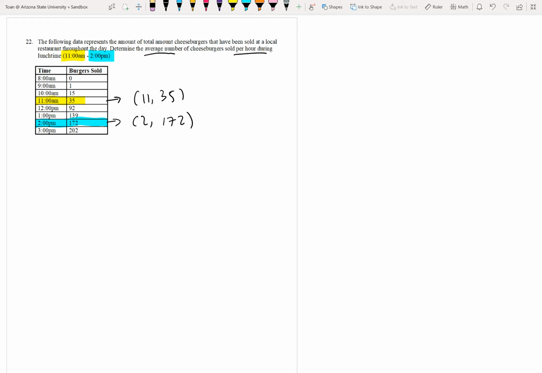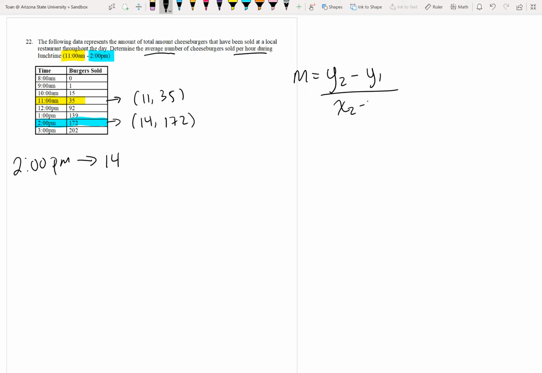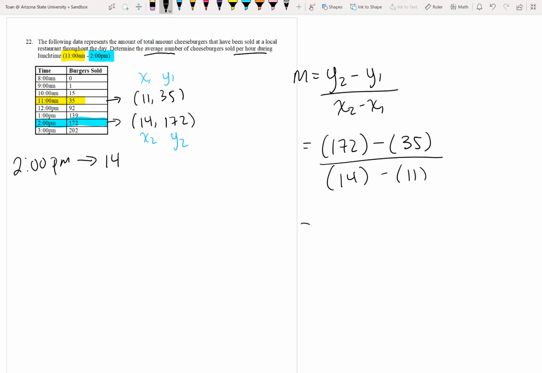And to do slope, it needs to be a linear scale. So we have to use 24-hour time, military time. Hopefully everyone knows that 2 p.m. is the same thing as 1400. So this is actually 14, 172. And then all it is is an application of the slope formula. M equals y sub 2 minus y sub 1 over x sub 2 minus x sub 1. Doesn't matter which one you call x sub 1, y sub 1, x sub 2, y sub 2, as long as you're consistent. So this gives you 172 minus 35 over x sub 2, which is 14 minus 11.